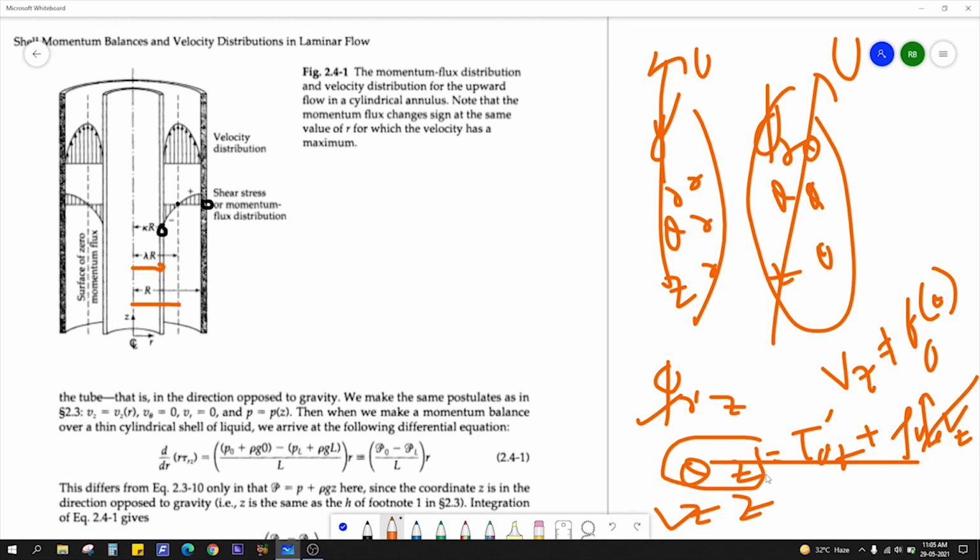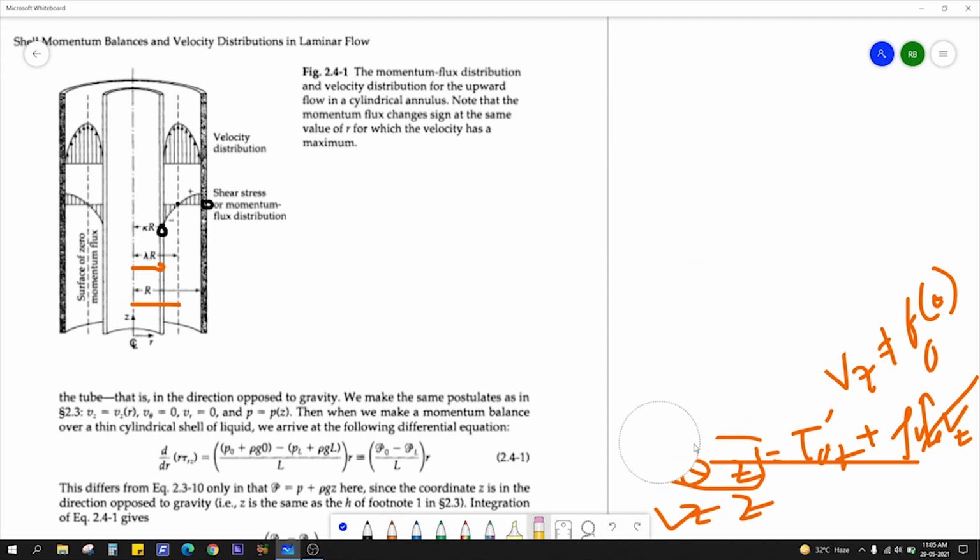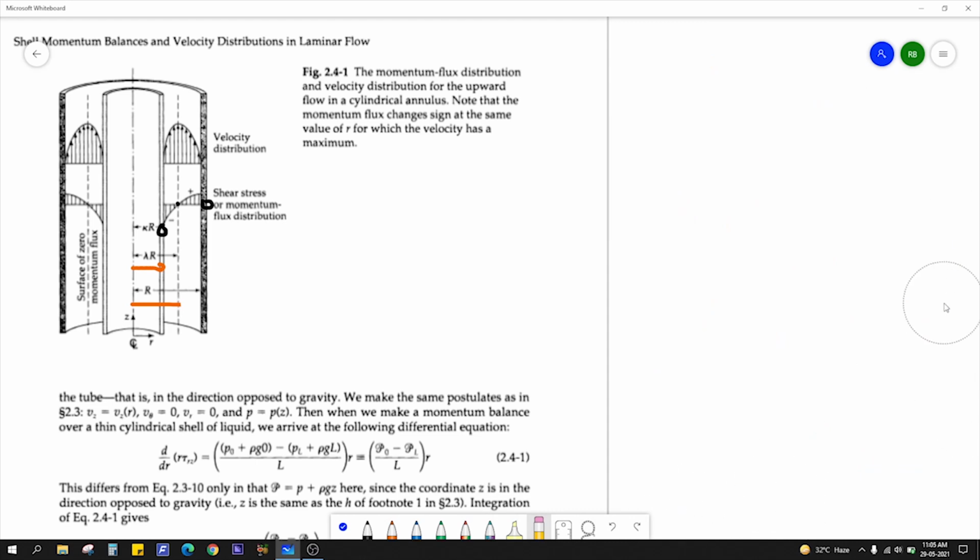So if you do the balance, you can directly get this equation, same as before. The only difference is that here the definition of the modified pressure is changed. This is a modified pressure. Instead of minus, it is rho g plus. Plus rho g naught minus pL plus rho gL.